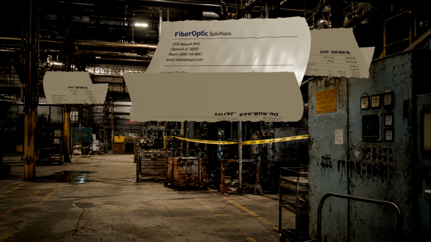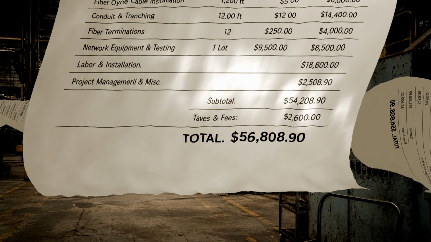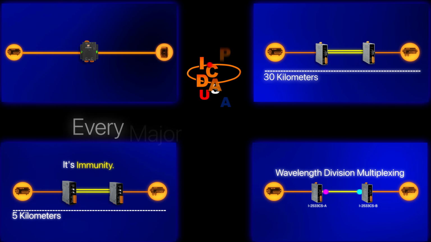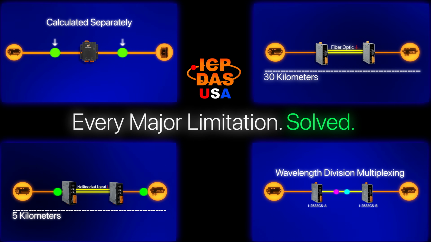It's one of those modules that nobody thinks about until the fiber quote comes back, and then it suddenly becomes the most relevant thing in the conversation. So let's take a quick look at where we are now. You know how to solve every major limitation of a CAN network with the ICP DAS USA bridge line.